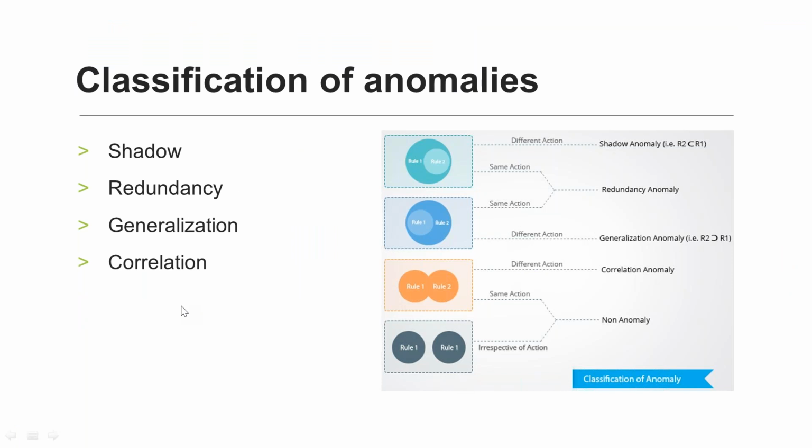Now we come to anomalies. Finding anomalies in firewall policies is hectic, but Firewall Analyzer makes it hassle-free. So what is this anomaly all about? We have categorized them into four sections: shadow, redundancy, generalization, and correlation, and there is something else called grouping. So how does this work? Let me give you a small example.